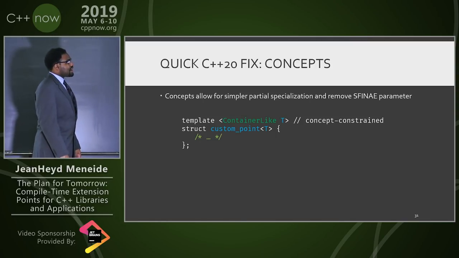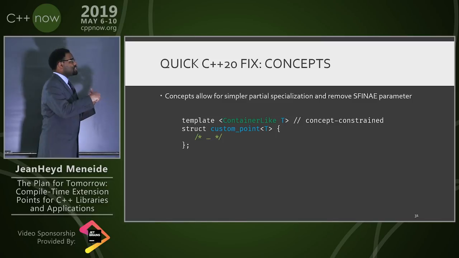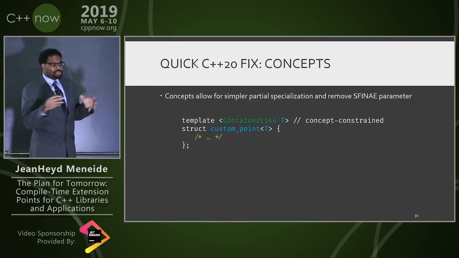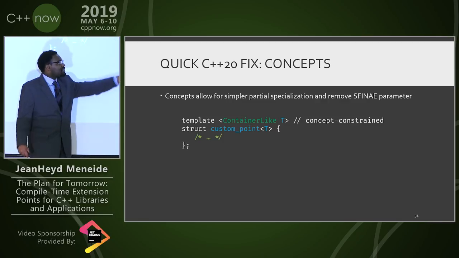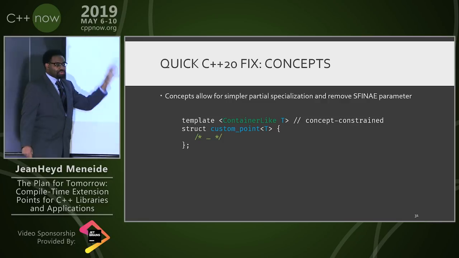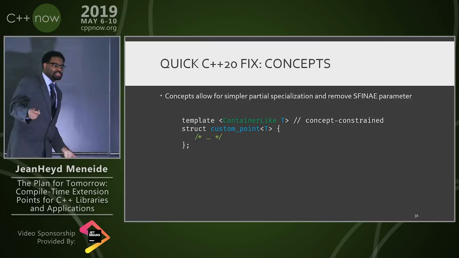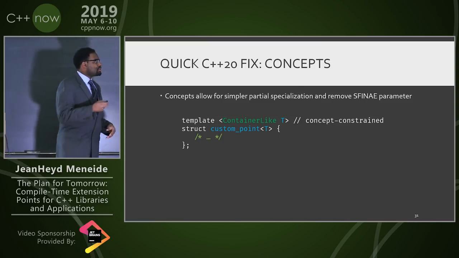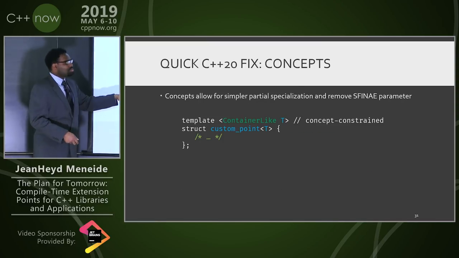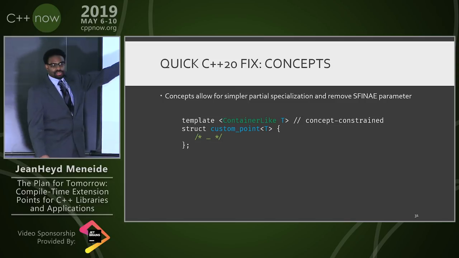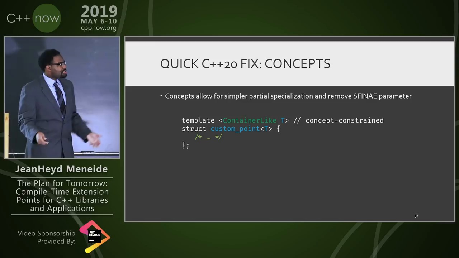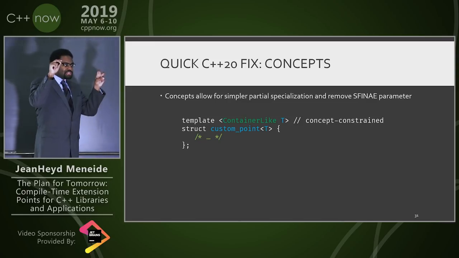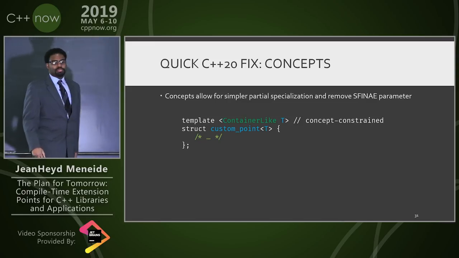The good news is that concepts do allow for a simpler version of customization point constraints. The idea is, you can slap this concept in here, container-like, and it'll get concept constrained, and it basically works exactly like a partial template specialization, right? This way, you don't have to do any of the ugly enable_if stuff. You can remove the template argument and just use concepts, which is cleaner. You can have only the arguments you need, without the extra SFINAE argument, and then have a clean implementation.